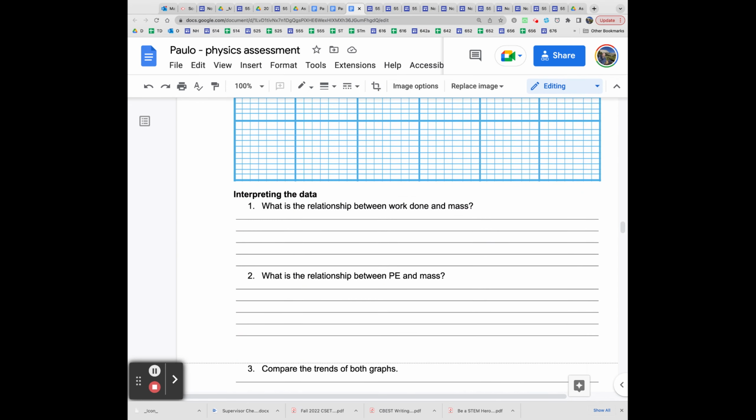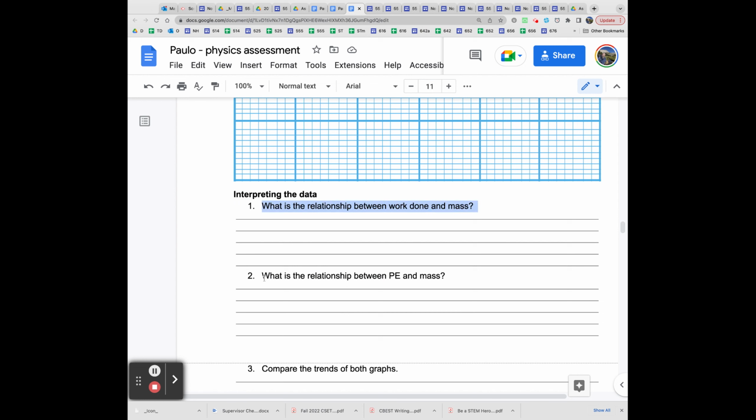And you can see there are some other ones. Then you get down here, and there are ones where they're interpreting data. Notice that they're asked more open-ended questions, like what's the relationship between the work done and the mass, or what's the relationship between the potential energy and the mass. This gives the teacher the ability to see the writing skills, not just the science skills, but how you can express those science concepts in writing. Having some interpretive questions, some open-response questions, is going to be really helpful.